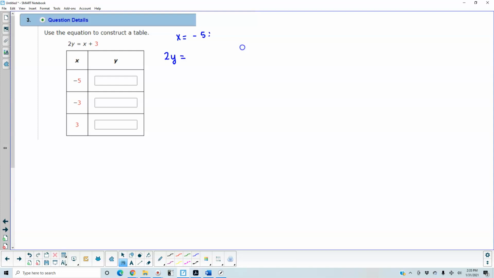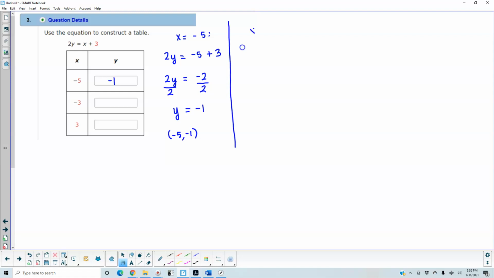So 2y is going to equal, we're going to plug in -5 for x, and then add 3. Well, -5 plus 3 is -2. And if we divide both sides by 2, then we know that y is going to equal -1. So we know that the y value is -1, and therefore the ordered pair is going to be (-5, -1).